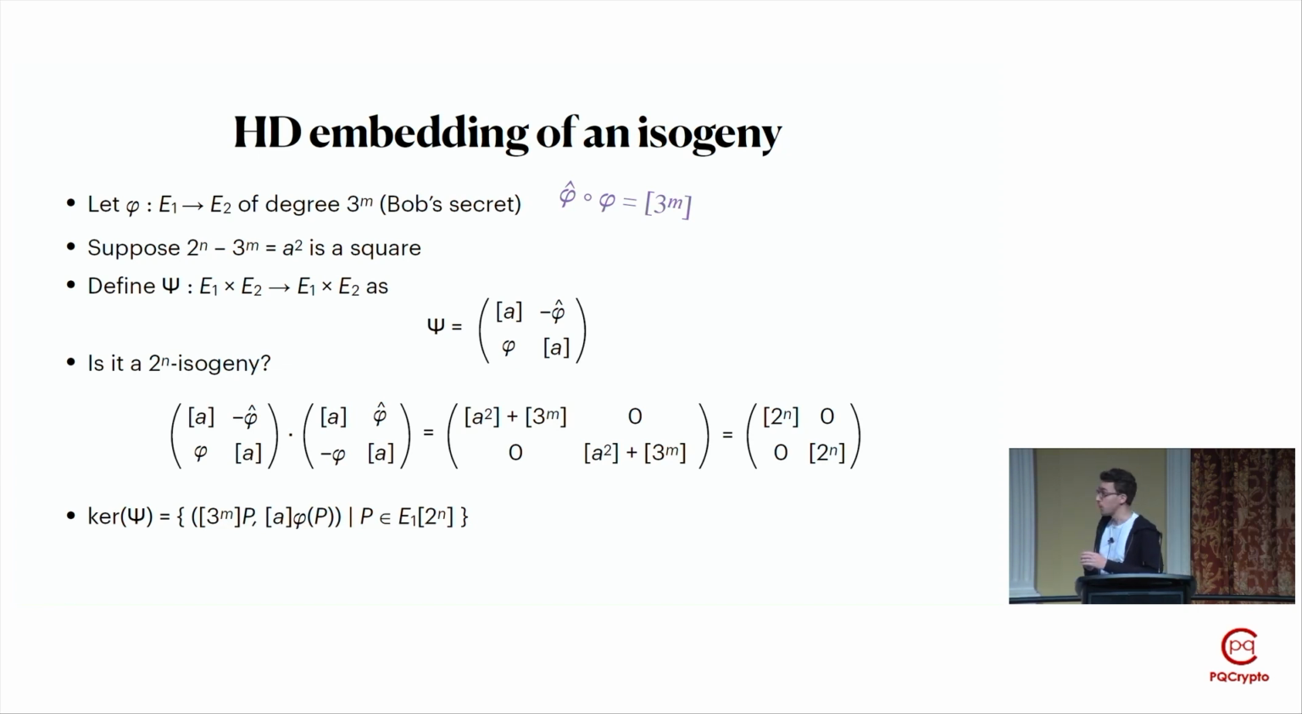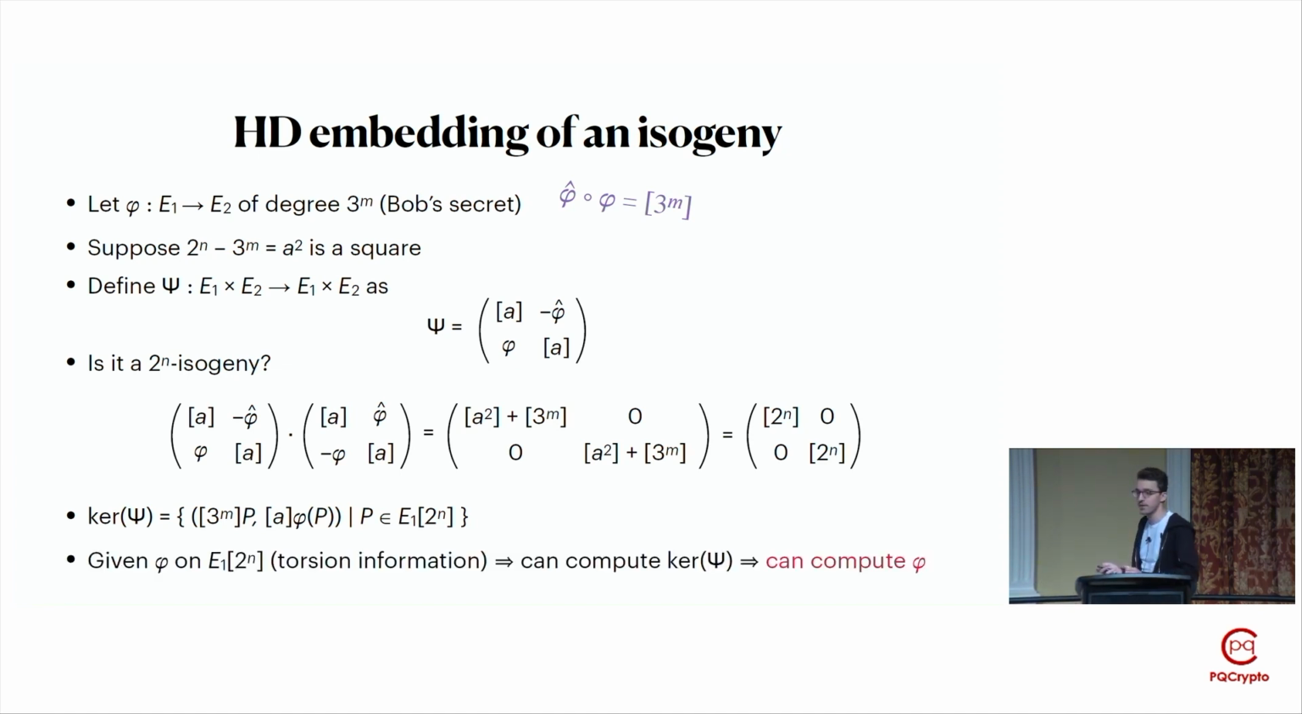So I know the kernel. But, well, do I? Because to compute the kernel, it looks again like I need to evaluate phi. I need to compute this phi of p here. Well, sure, but I don't need phi of p for any p. I just need phi of p for p in the 2^n torsion. Aha, and now we have the attack.